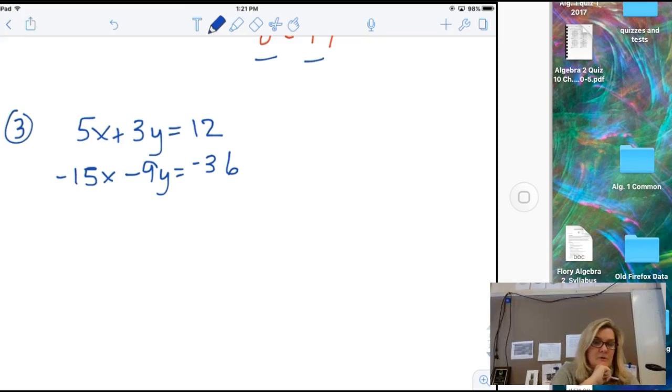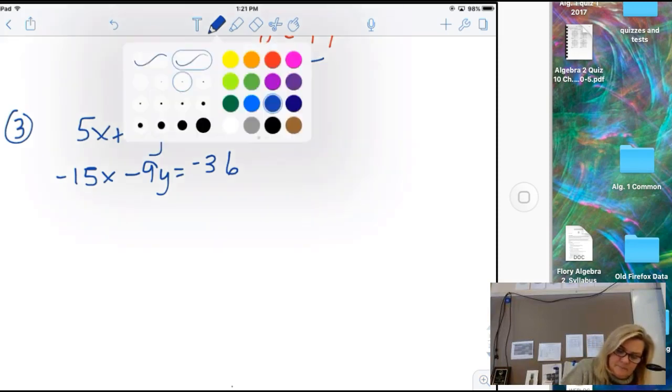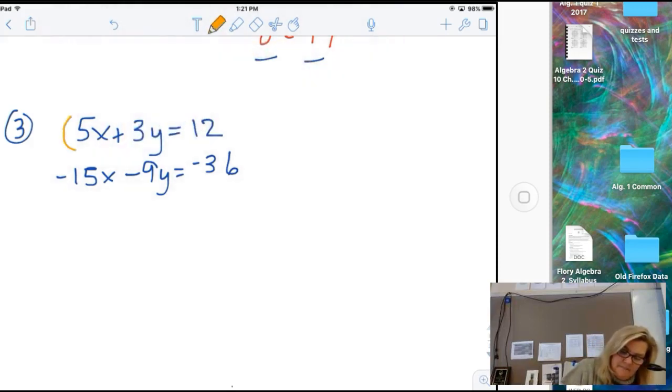What do I want to get rid of? Do I want to get rid of the x's, or do I want to get rid of the y's? I think I'm going to get rid of the y's again. So I have 3y in the first equation on the top and -9y in the second equation. So I'm going to multiply the top by 3, because that way I'll be able to eliminate the y's.